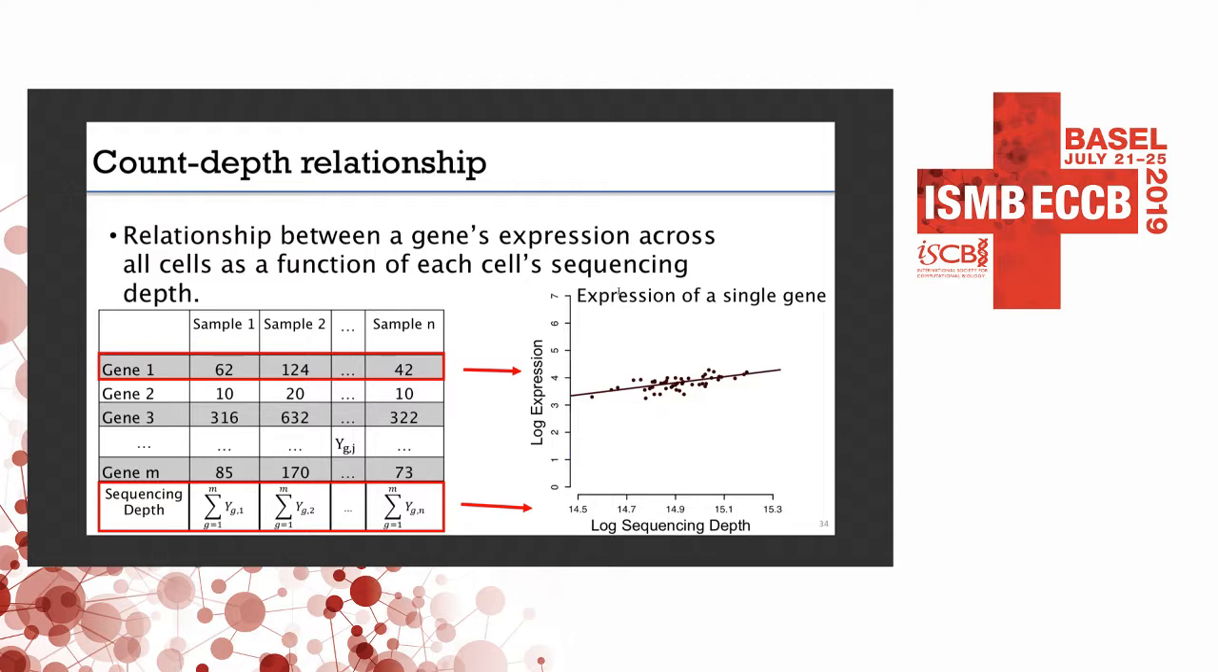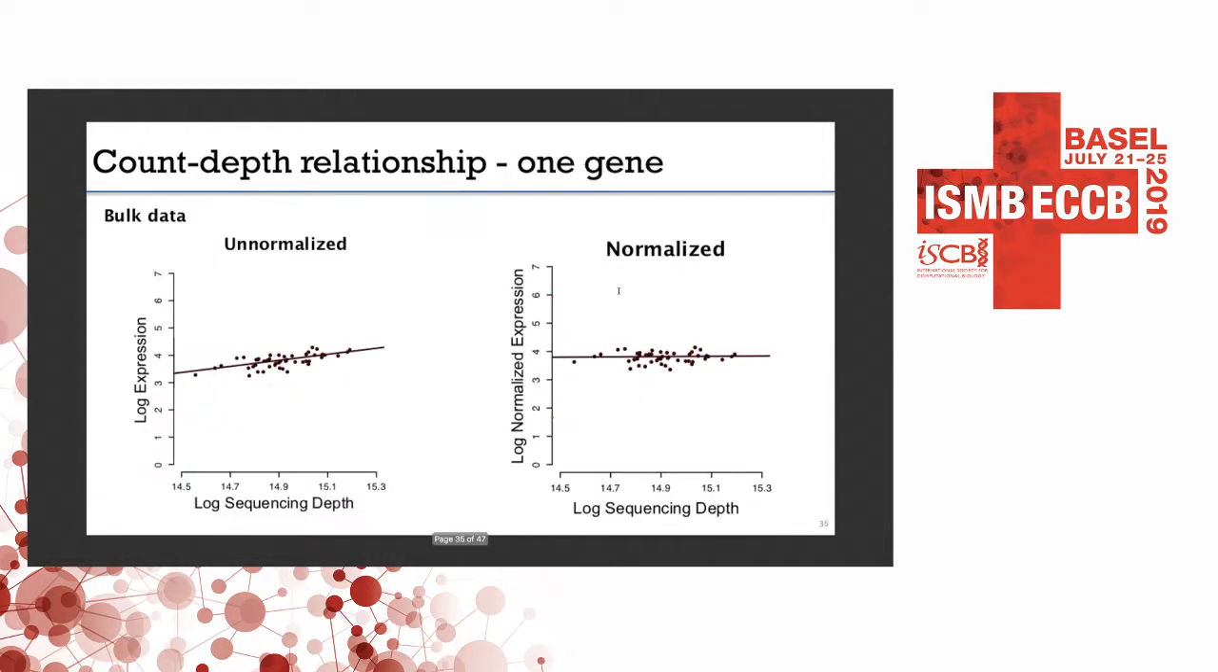So this x-axis here will always stay the same. So here I'm plotting the log sequencing depth of each cell or sample. And on the y-axis here, I have the log expression for a given gene. So this is a single gene where I plotted the log expression. And you can see there is this linear relationship. So as cells were sequenced more, the expression of that gene did increase. And we call this the count depth relationship.